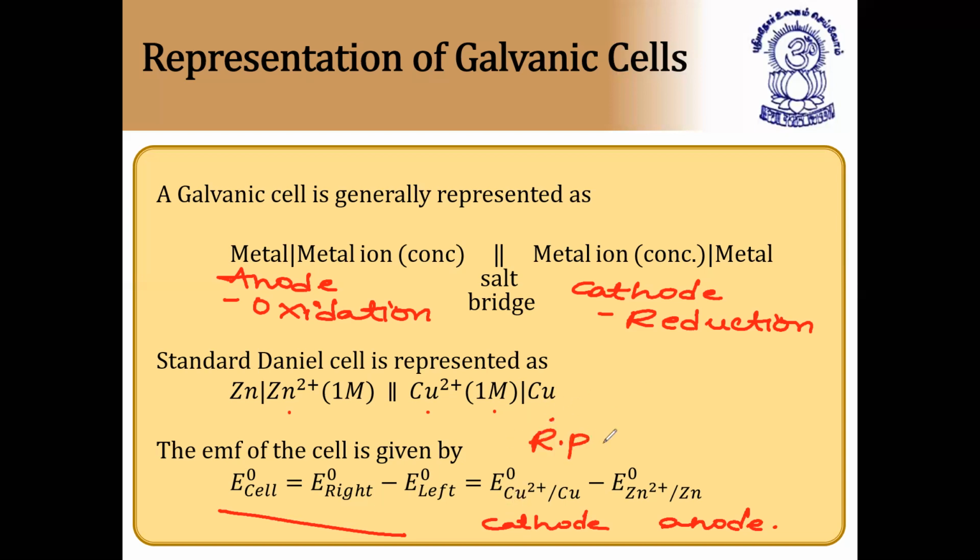RP, reduction potential, and here it is OP, oxidation potential. So reduction potential of cathode minus reduction potential of anode. Here also this is reduction because zinc changes to zinc ion. If you don't know how to identify what is given, reduction potential or oxidation potential, you'll get wrong answers in this type of numericals. So here they have given both reduction potentials, but this is the reduction potential of cathode and this is the reduction potential of anode.